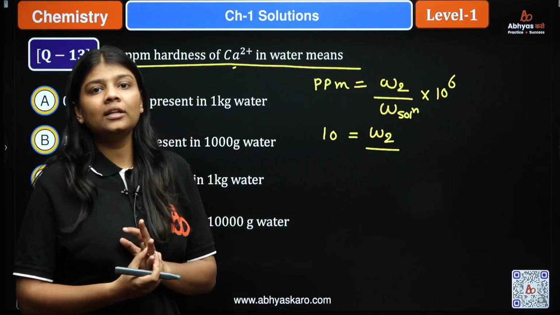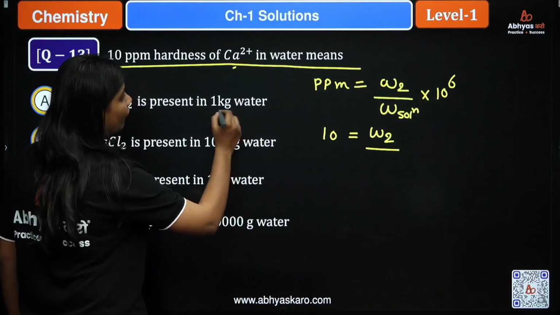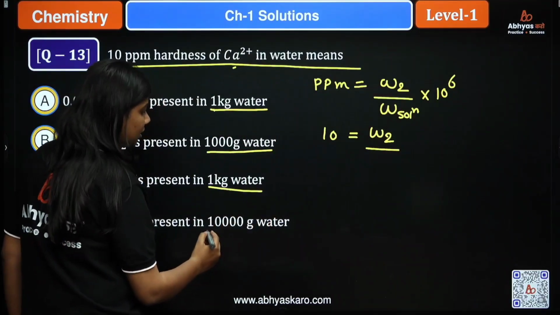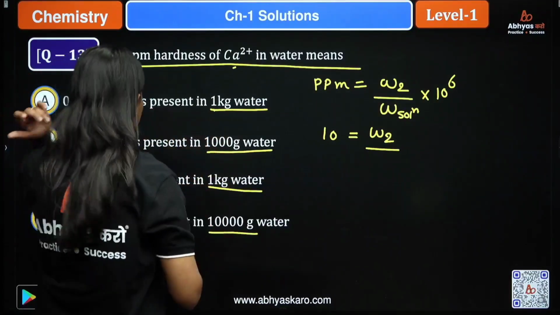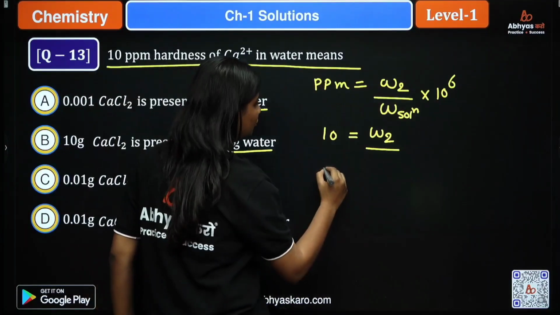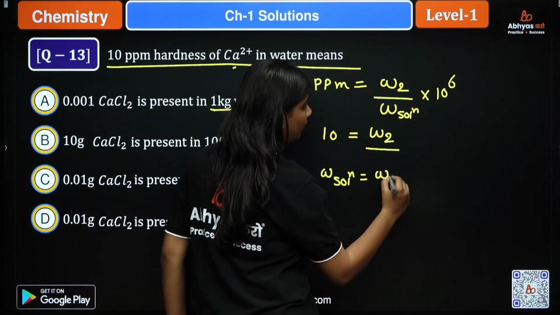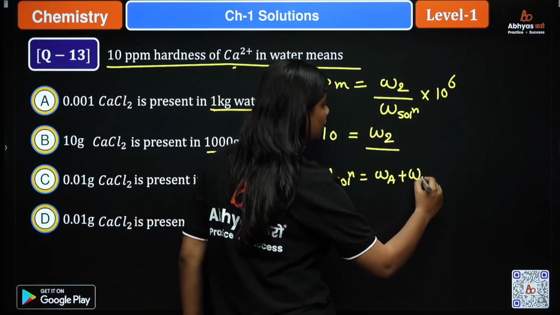So that is why the options are given, to get the hint. Here, as you can see, the water amount is 1 kg, 1000 gram. As you can see, the volume of solution will be volume of solvent plus volume of solute.